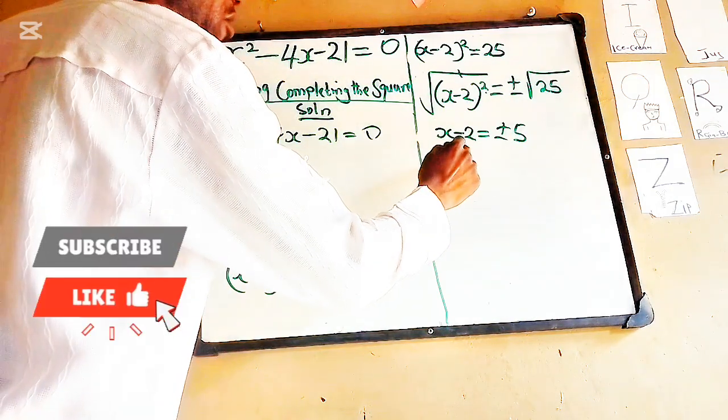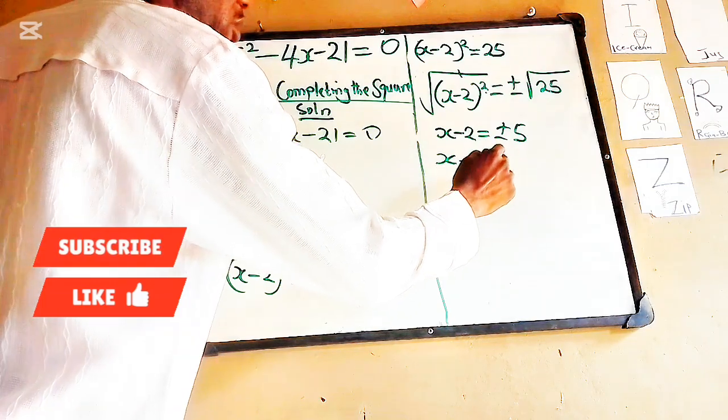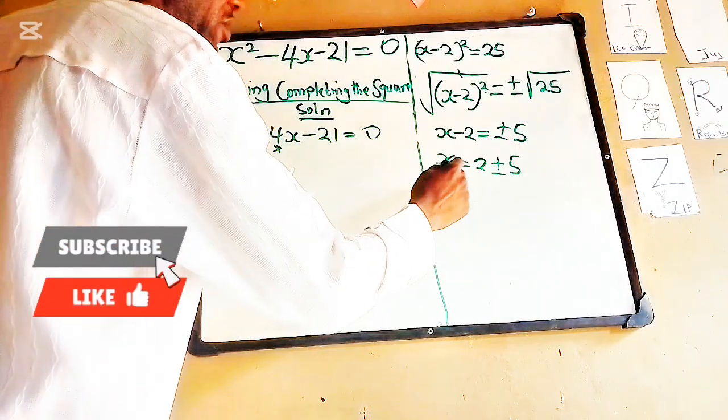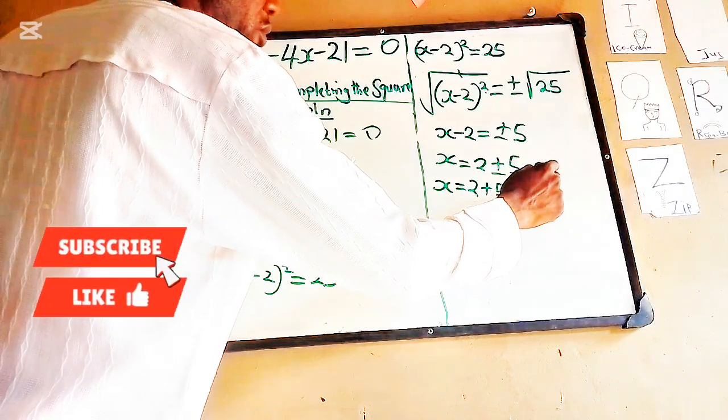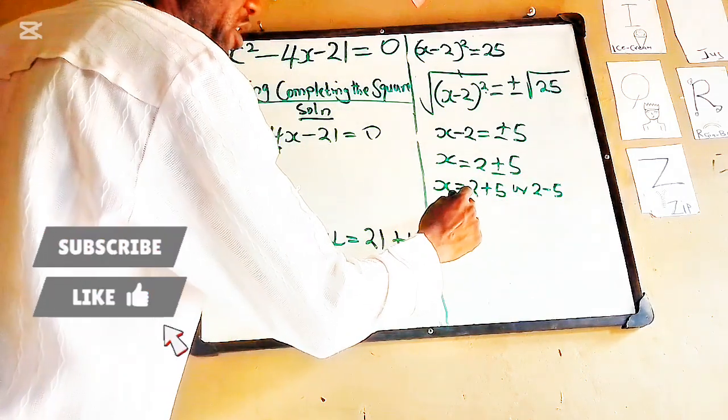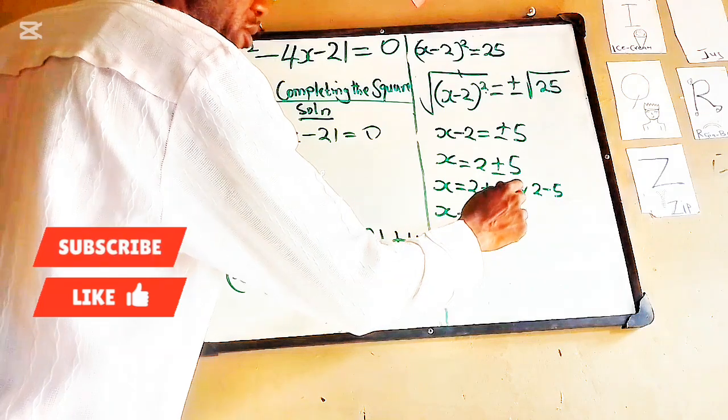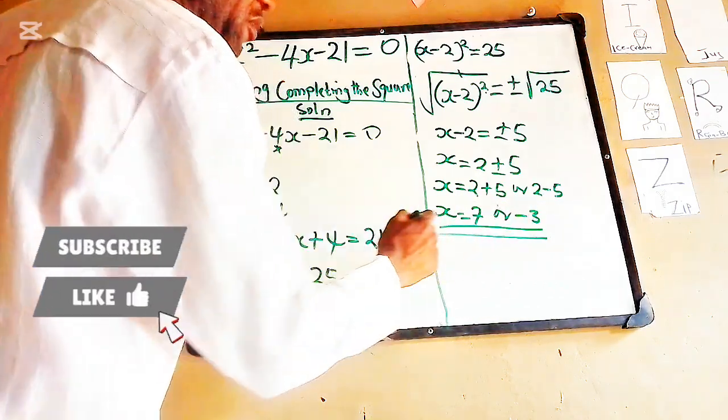The value of x now will be 2 plus or minus 5. x has two values. x equals 2 plus 5 or 2 minus 5. And so x equals 7 or minus 3. This becomes the final answer.